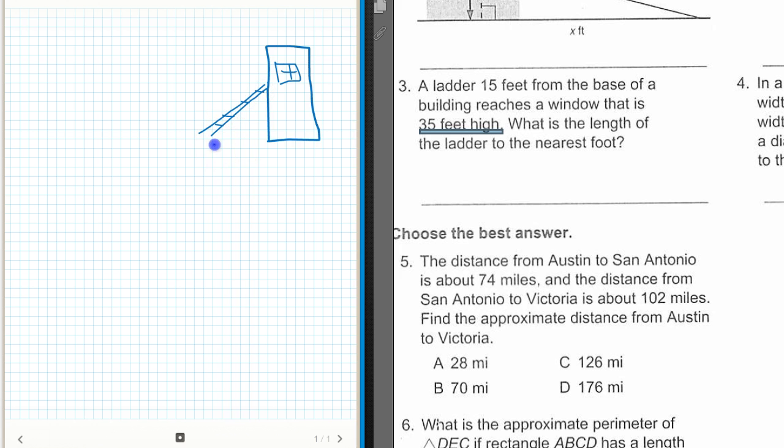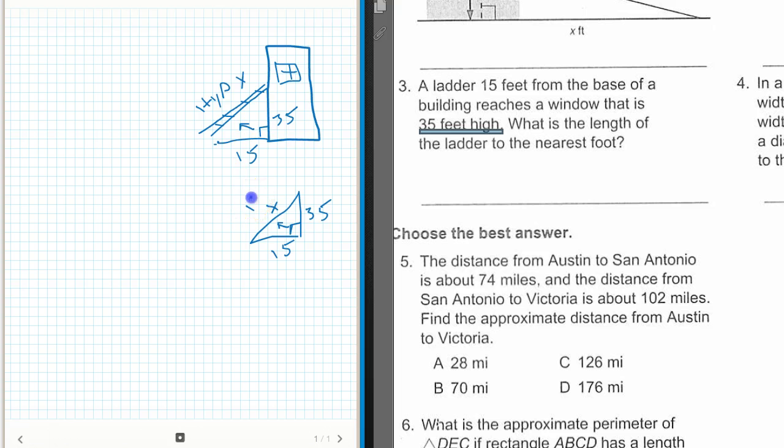We're 15 feet from the base, 15 feet from the bottom of the building. The window is 35 feet high. That forms a right angle to the building and the ground. The ladder is our hypotenuse, or it can be labeled x. Once I get my drawing, I'm going to redraw just the triangle by itself with the labels of 15, 35, my right angle, my hypotenuse, and my x.